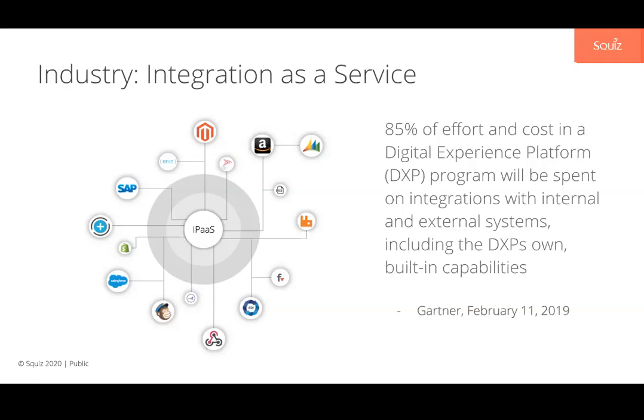They've said just recently, last year, 85% of the effort and cost in a DXP platform is going to be spent on integrations. And importantly, those integrations, they're internal and external systems, but they're even often with the DXP's own functionality. So it's often overstated the degree to which a DXP platform's different systems work with each other.